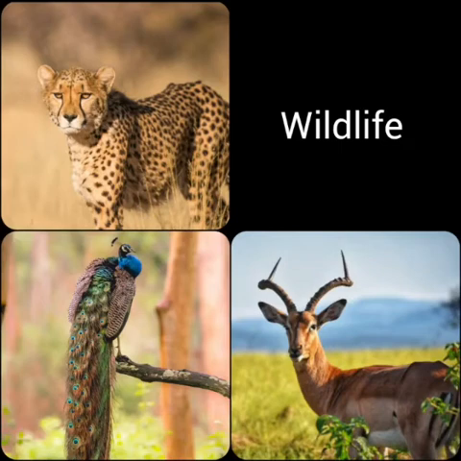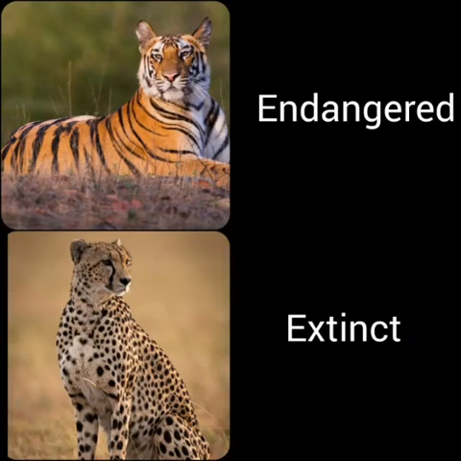Next topic is wildlife. It means all the organisms living in their natural surroundings. So, it includes all organisms living in forest, grasslands, oceans, lakes, etc. Let's learn about endangered and extinct animals. First of all, endangered. When very few of a particular kind of organism are left in a place or in the world, it is called endangered. For example, the tiger is endangered in India and in the world.